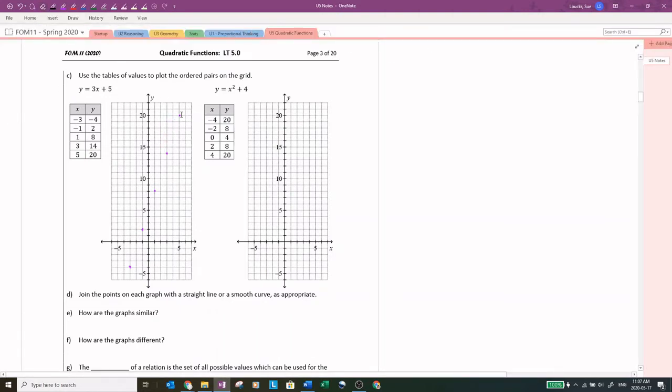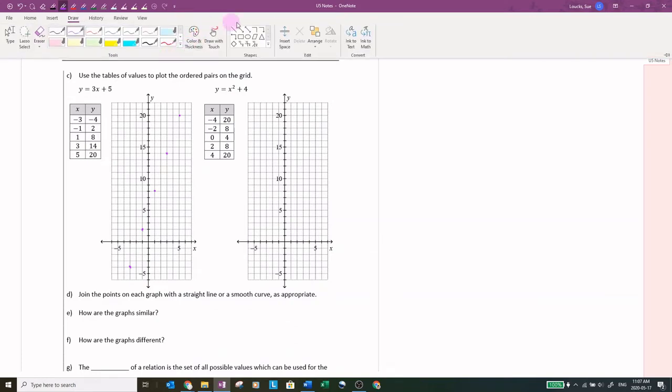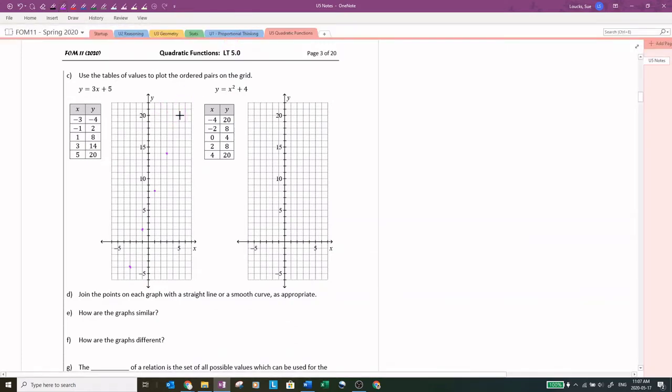Okay, when you are drawing a line, you want it to be as precise as it can be, and you want the points that you're connecting to be as far apart on your graph as you can, because that does give you a more accurately positioned line.